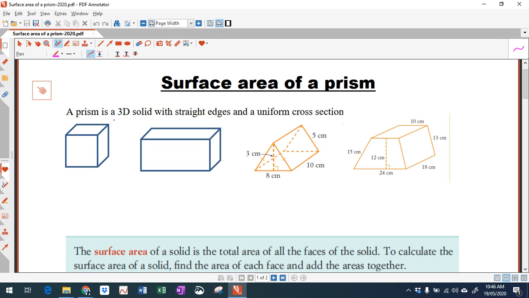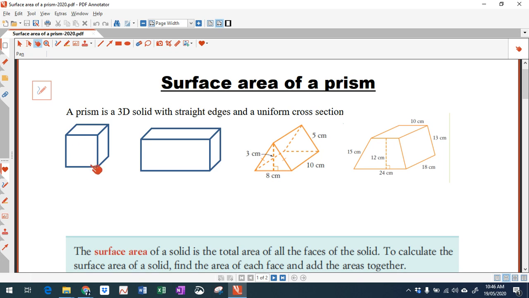All right, so what have I got here? We're looking at surface area of a prism. A prism is a 3D solid with straight edges and a uniform cross-section. So you can see all these prisms here have straight edges and they have a uniform cross-section. Okay, that means we can make each prism using uniform slices, or the same shaped slices.